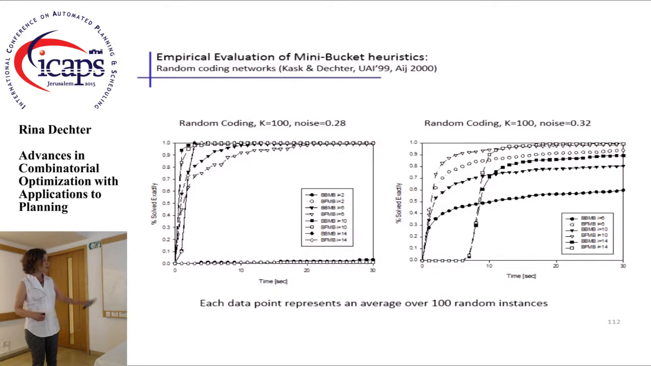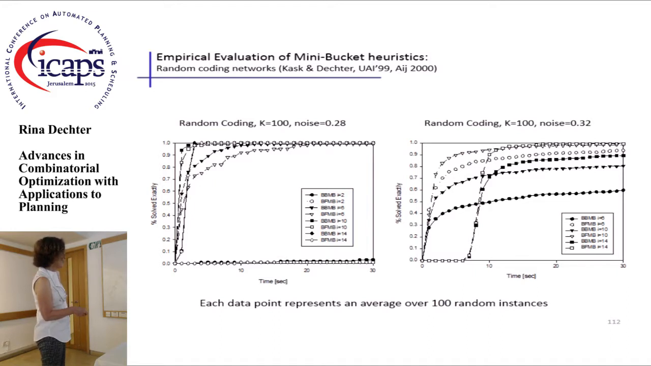And this is just to illustrate what we saw, this trade-off that I'm mentioning. This is on coding, random coding networks. You can see here we ran all these algorithms with different i-bounds: i-bound 2, 6, 10, 14, for branch and bound and depth first search. This is time, and these are two instances.